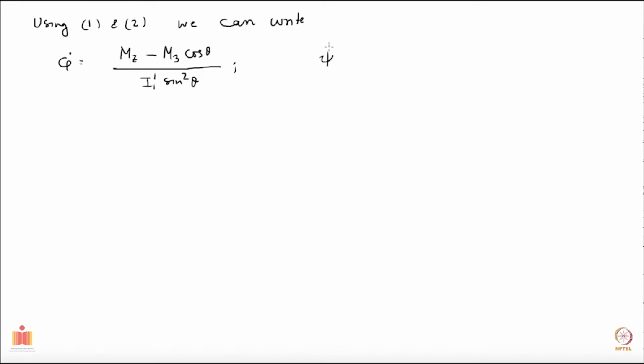And your psi dot will be m3 over I3. This you can check. Mz minus m3 cos of theta over I1 prime sine square theta, and then the entire thing is multiplied with the cos of theta. Maybe I should put a bracket. This looks fine.